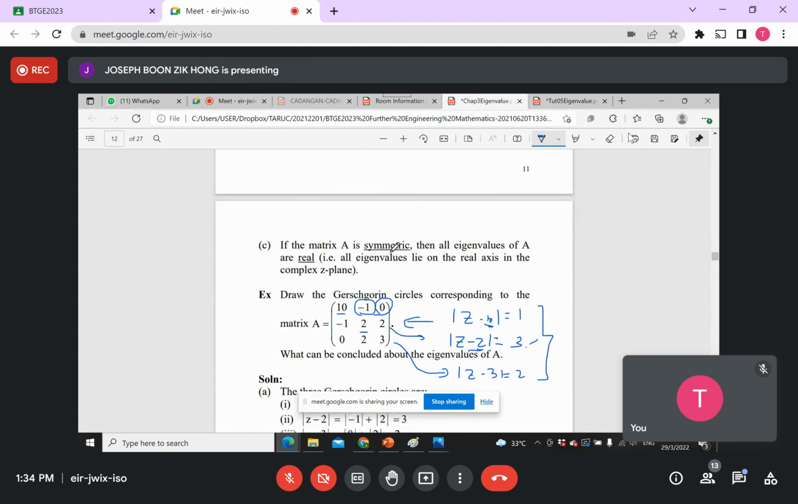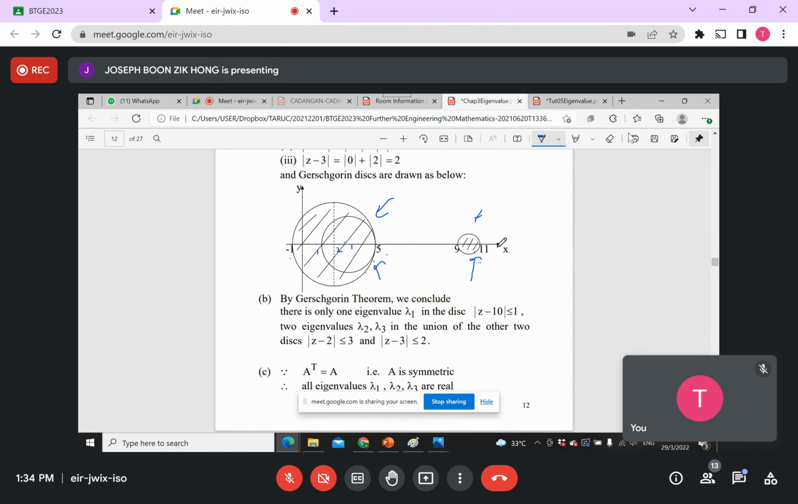If the matrix is symmetric, something like this: -1, -1, 0, 0, 2, 2, so it's symmetric, then all the eigenvalues will be real. So the eigenvalues of this will be real and inside these circles. So there will be some point inside here.